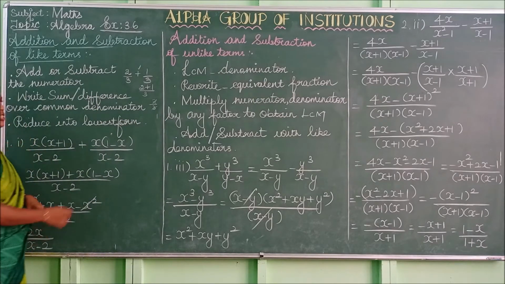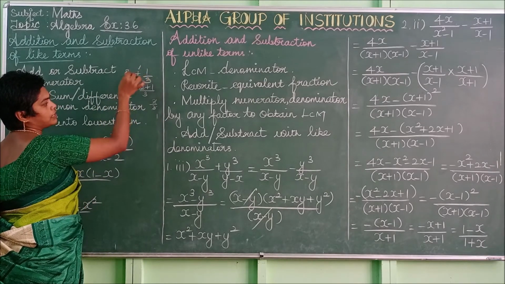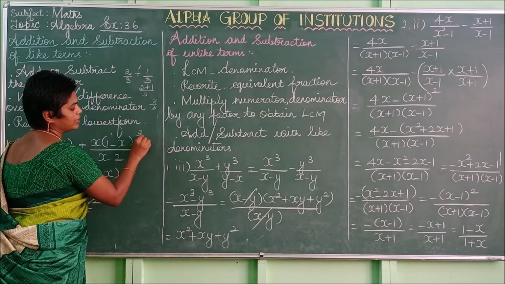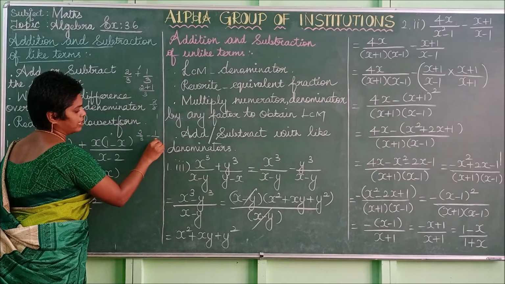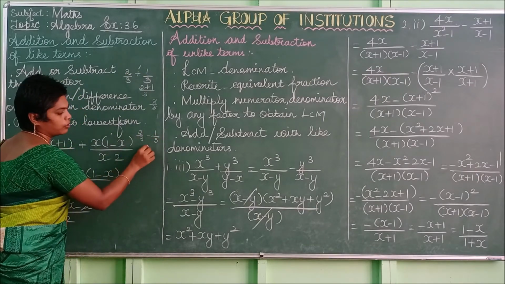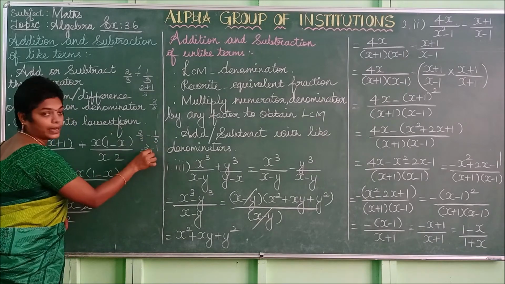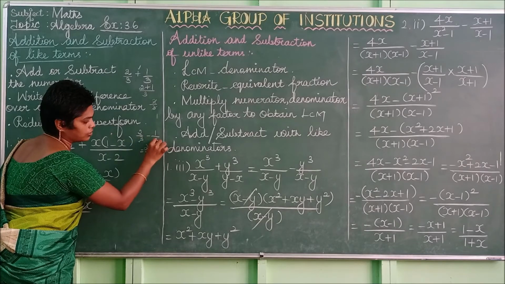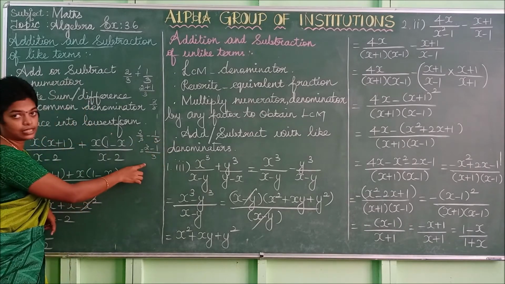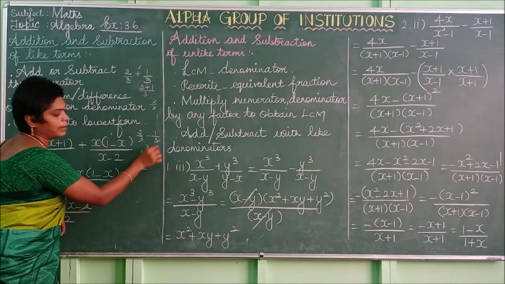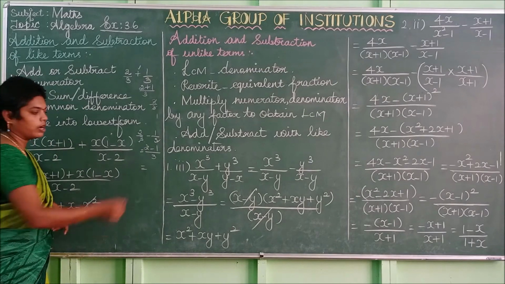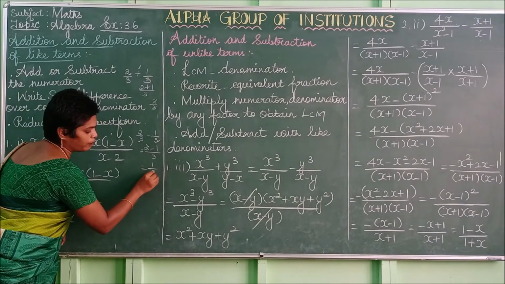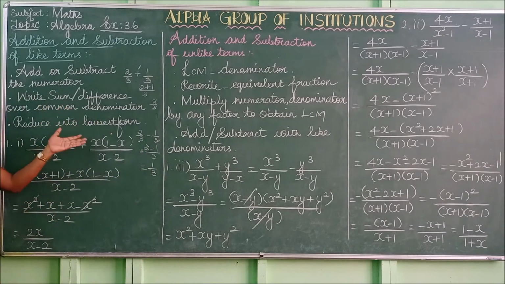If it is subtraction, instead of plus they give minus, meaning 2 by 3 minus 1 by 3. For the next step, here the operation is minus. The common denominator is 3, so take 3 as the common denominator. Then subtract: 2 minus 1 is 1, so 1 by 3. If it is addition, you add the values; if it is subtraction, you subtract the values.